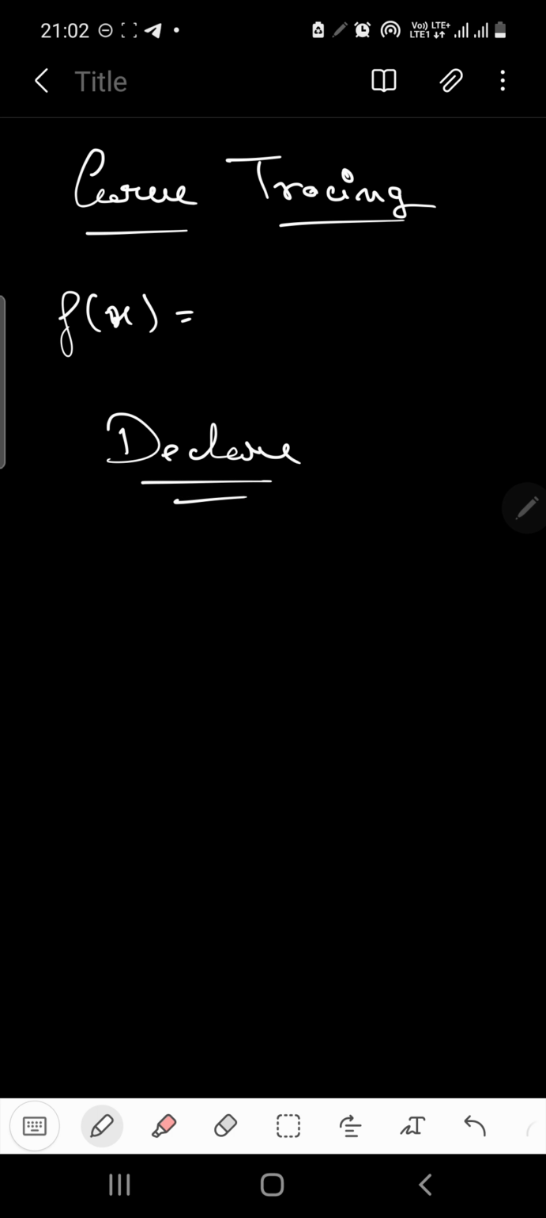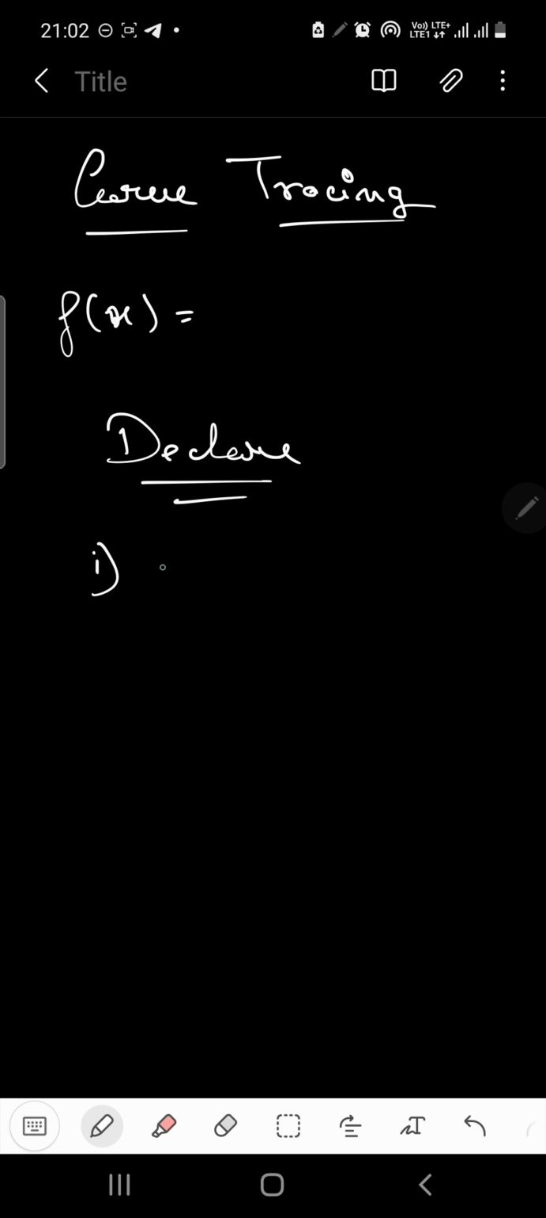So what happens, when we study functions, we have different kinds of functions. We have polynomial functions, or rather we have algebraic functions and transcendental functions. We have rational functions, irrational functions, trigonometric functions, exponential functions, and many different kinds of functions. Now, what is the best way to understand a function? We can declare a particular function in many ways.